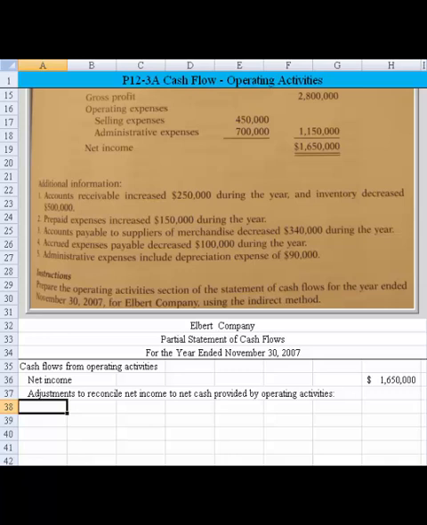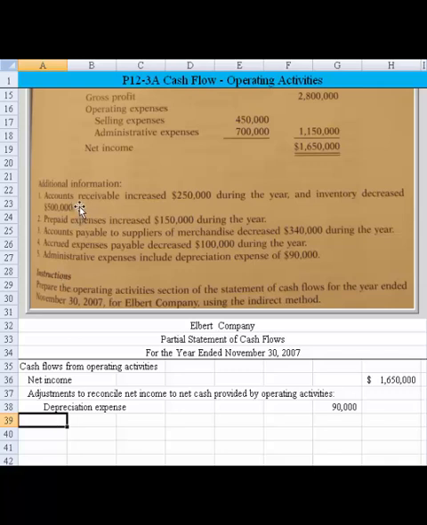This problem we don't, but we do have depreciation expense. Okay, and to the left of the mouse it says depreciation expense was 90,000, included in administrative expenses. And depreciation is a positive number, something we add. And then we go through the working capital accounts one by one to see what the changes are.